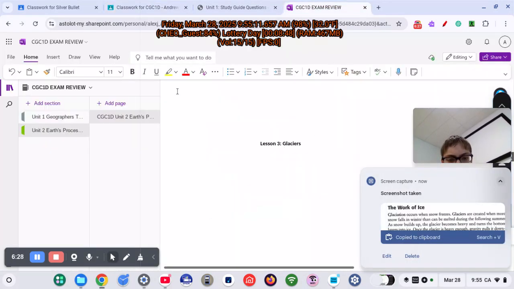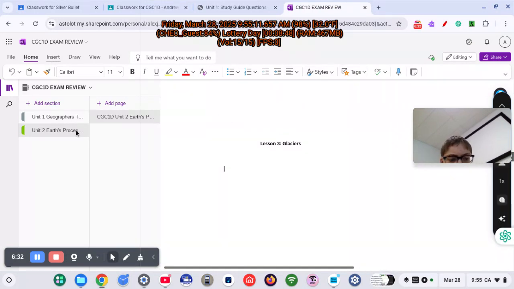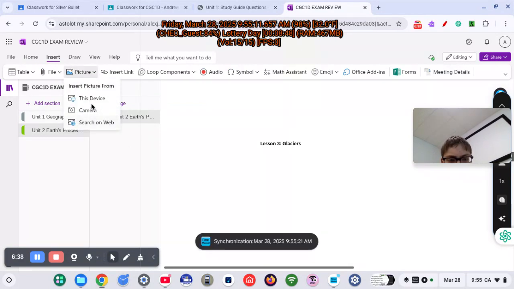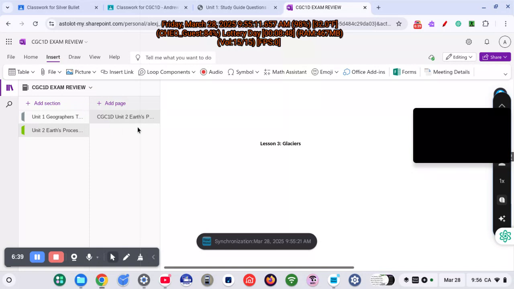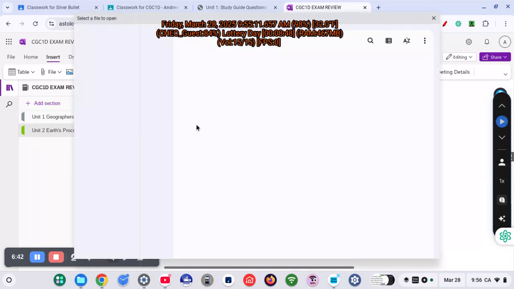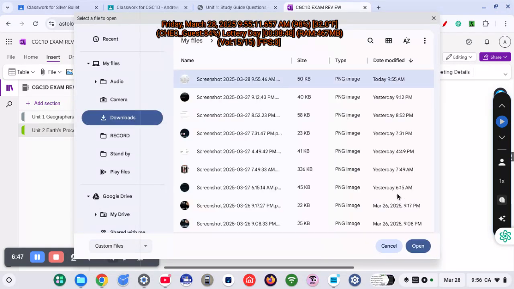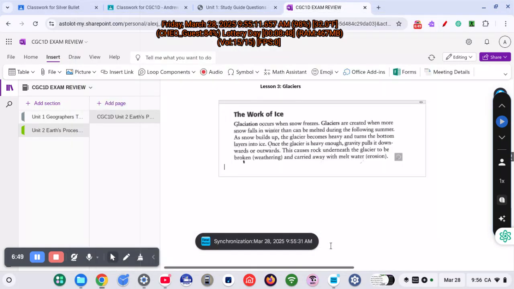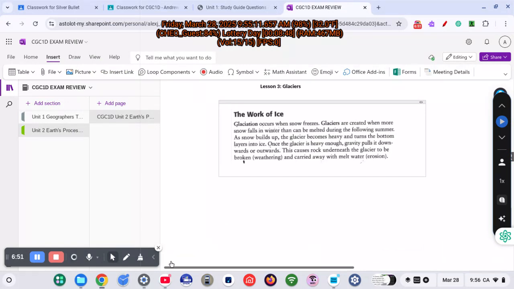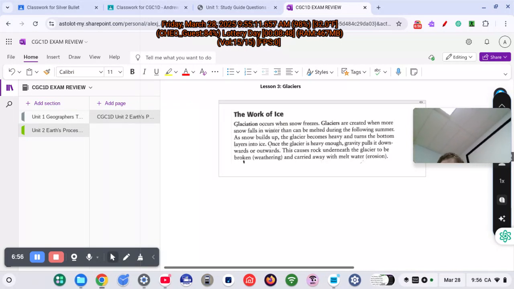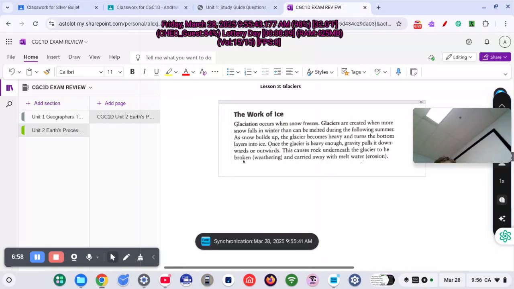This says glaciation occurs when snow freezes. Glaciers are created when more snow falls in winter than can be melted during the following summer. As snow builds up, the glacier becomes heavy and turns the bottom layer into ice. Once the glacier is heavy enough, gravity pulls it down and outward. This causes rock underneath the glacier to be broken by weathering and carried away with meltwater, which is erosion.